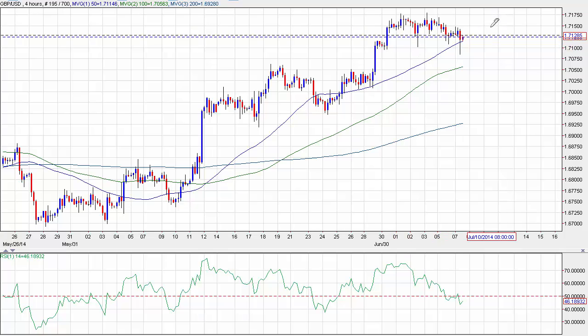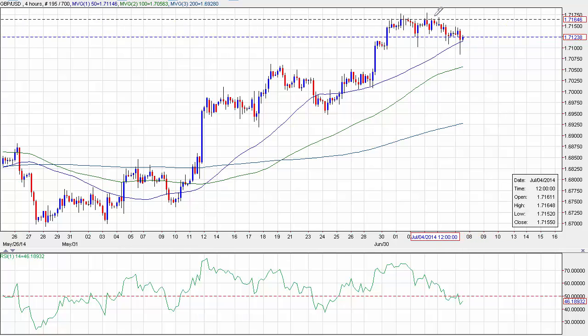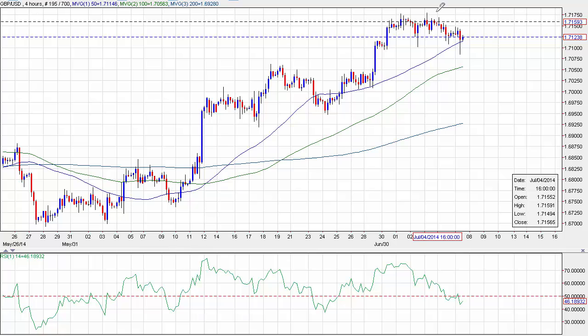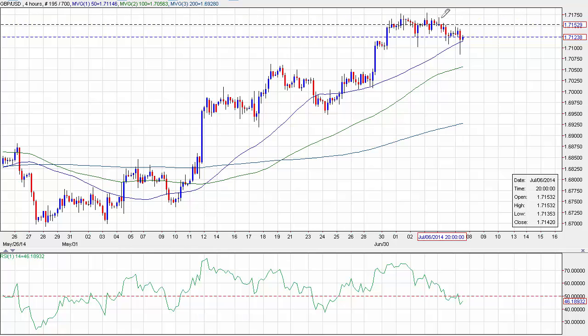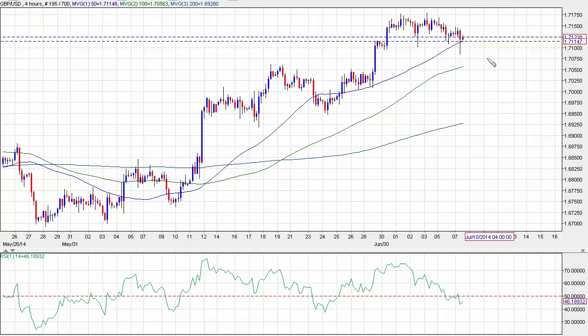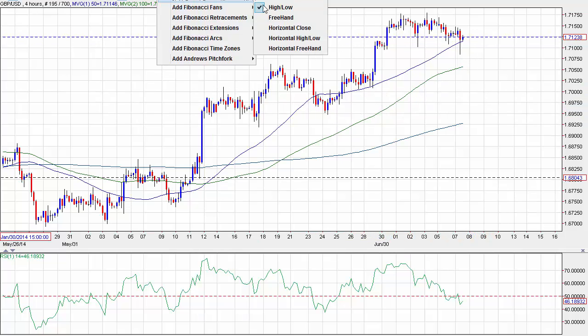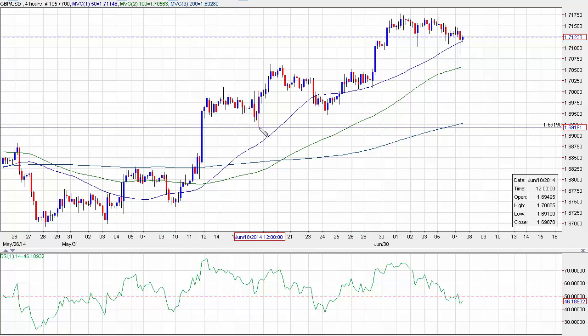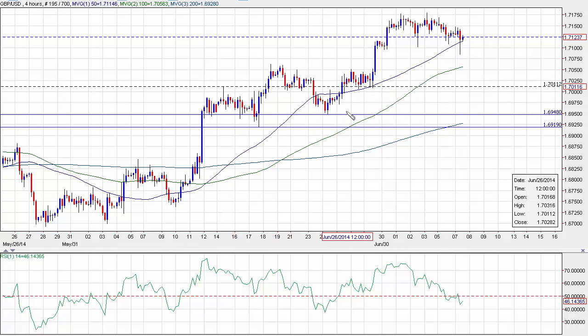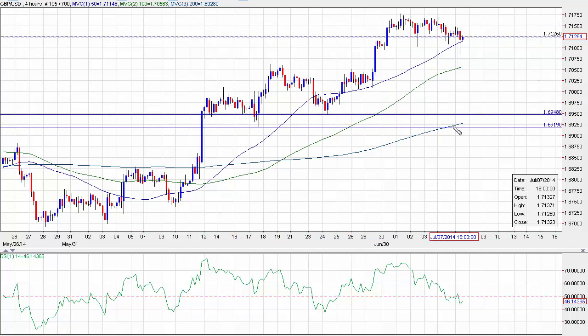Dovish FOMC minutes would likely push the pound dollar to new highs on the year, and in a hurry. A hawkish tone could push the pound dollar into further consolidation and maybe even bearish correction, but the downside target should be limited towards these lows here around 1.6920 up to 1.6950.